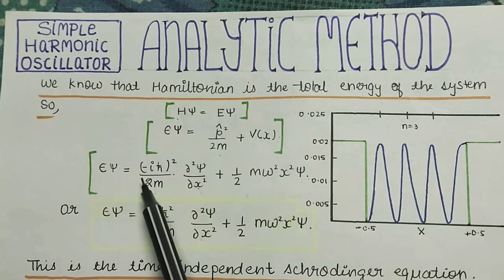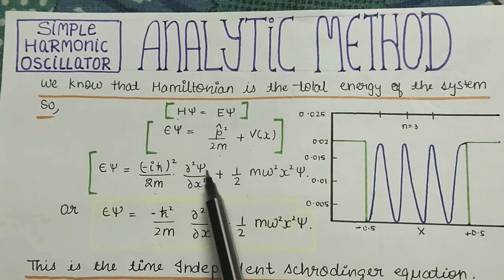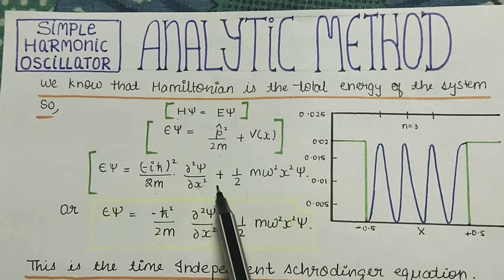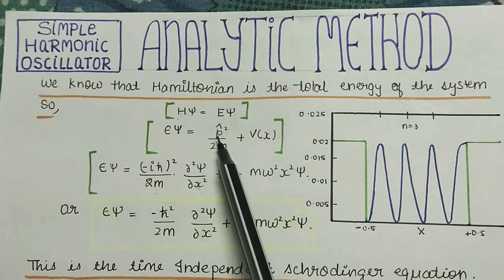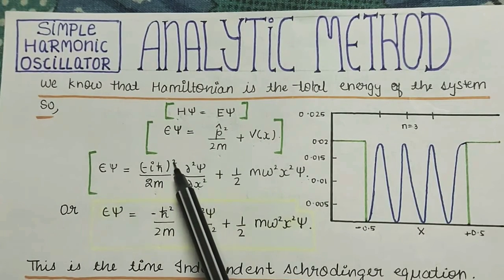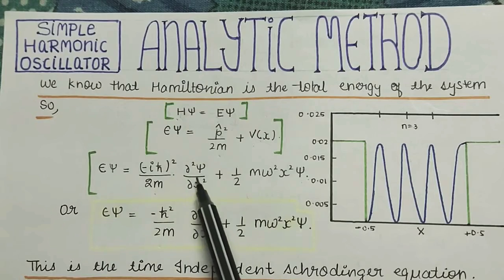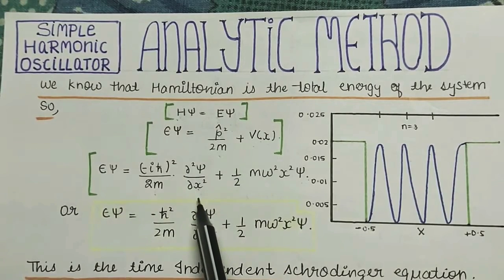Now, E psi equals minus (i h cross) whole squared upon 2m del squared psi upon del x squared plus V. As we know that in quantum mechanics p stands for momentum and its expression is minus i h cross del by del x. So here p is squared, so the square of minus i h cross and the square of del by del x with respect to psi, we get del squared psi upon del x squared.